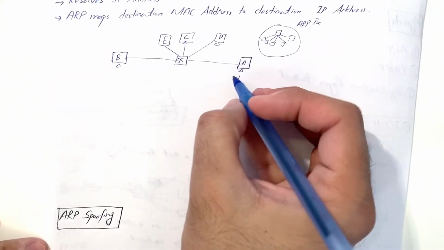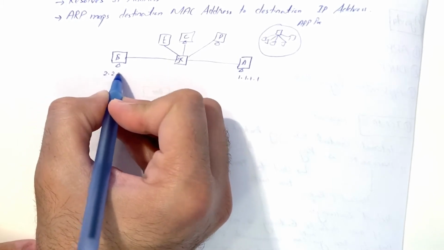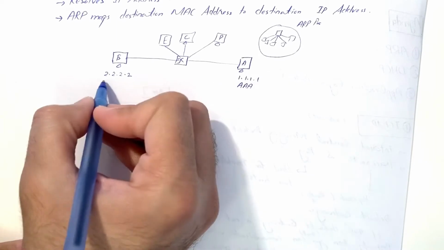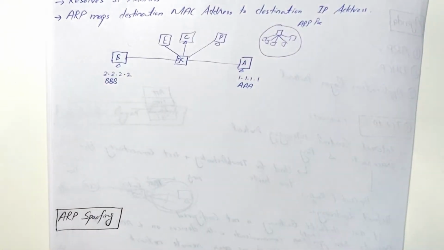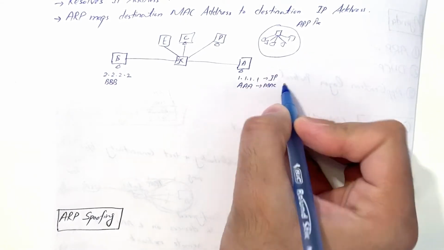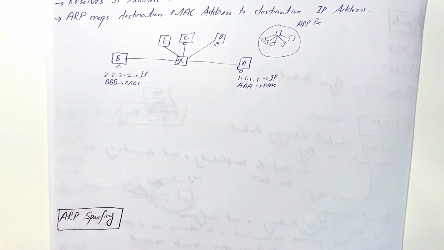So computer A, IP address is 1.1.1.1. B, its IP address is 2.2.2.2. MAC address of A is AAA. MAC address of B is BBB. So for example, this is the IP address and that's the MAC address. Again, MAC and IP. Same is the case with other computers.